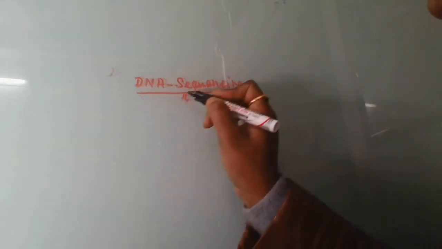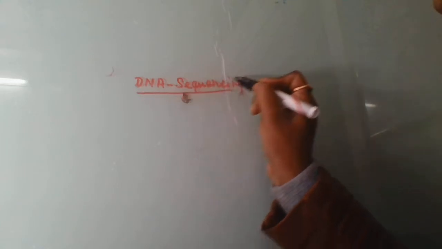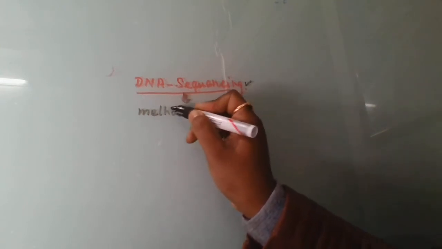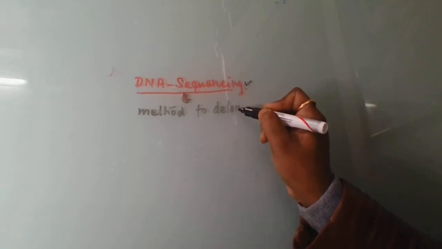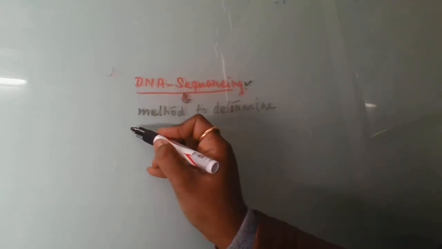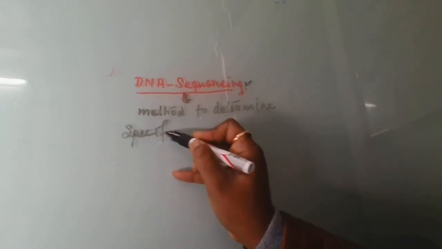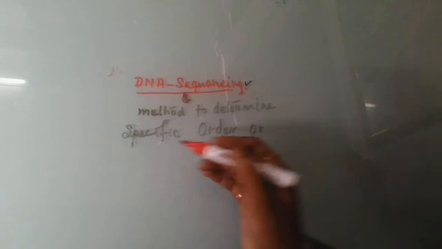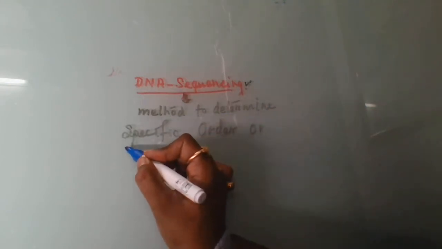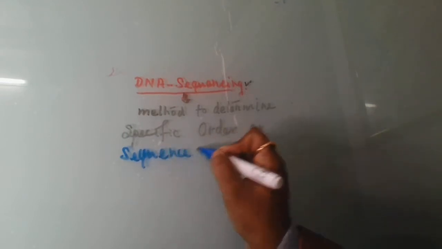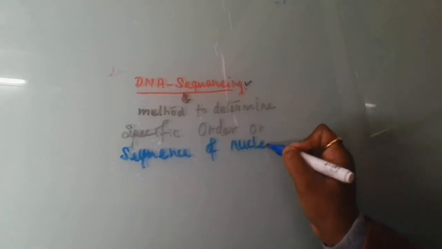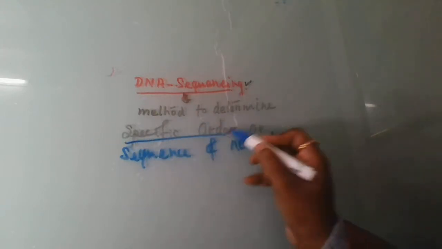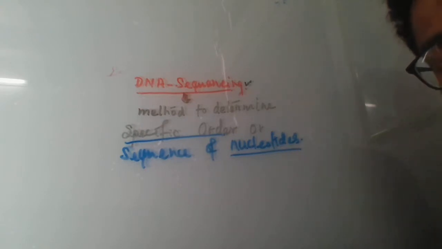So what is the objective behind this technique? The objective is, it is a method to determine the specific order or sequence of nucleotides. So what is specific order and nucleotide? These two terms you need to clear.